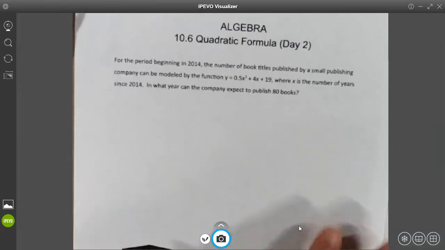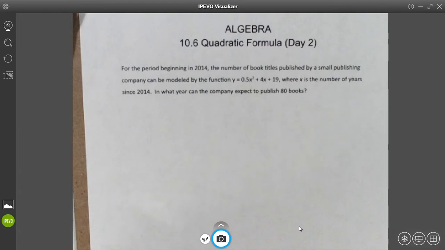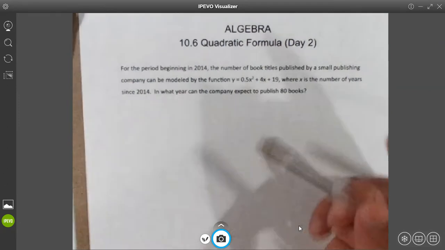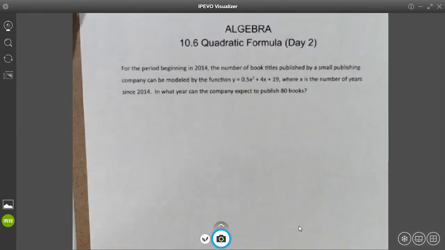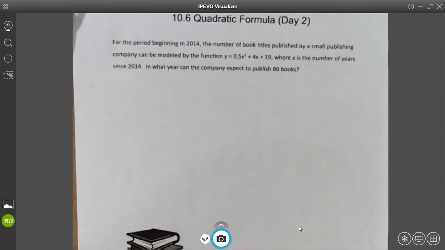All right, guys, looking at the second day working with the quadratic formula. Hopefully you've done the first day and have a little bit of practice with solving equations using the quadratic formula. Today, we want to look at more application of that, some story problems, if you want to call them that, to set up that quadratic and then solve it to solve a story problem. So let's take a look.